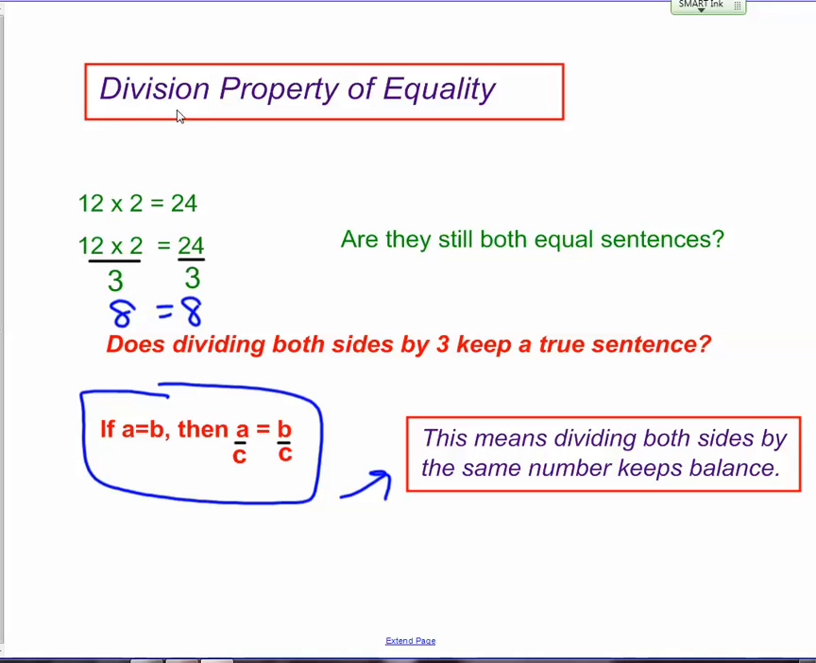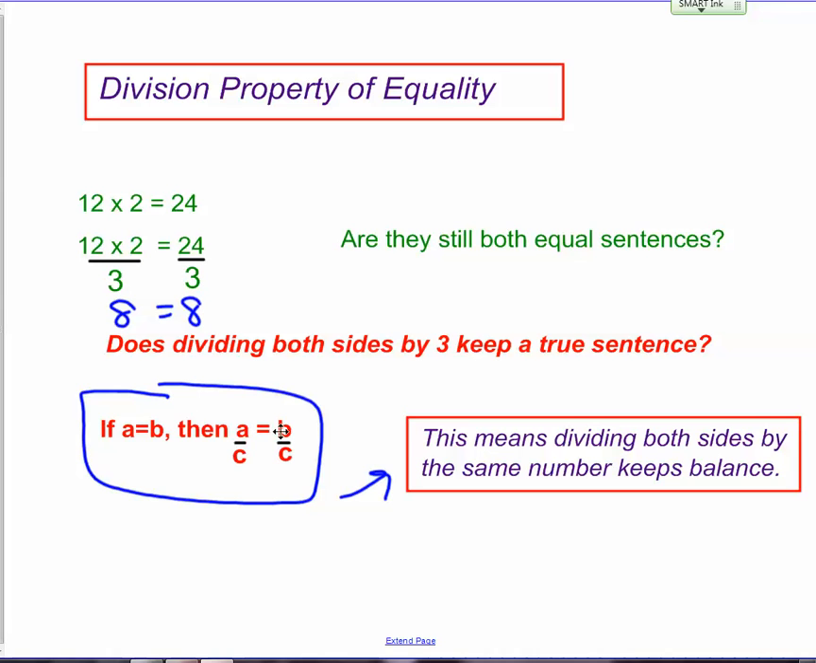The division property of equality is really the same idea, only instead of adding something to both sides of the equation or subtracting the same thing from both sides or multiplying both sides by the same number, now I'm going to divide both sides of the equation by the same number, 3. So 12 times 2 is 24. This is true. So if I divide 12 times 2 by 3, I get 8. And if I divide 24 by 3, I get 8.